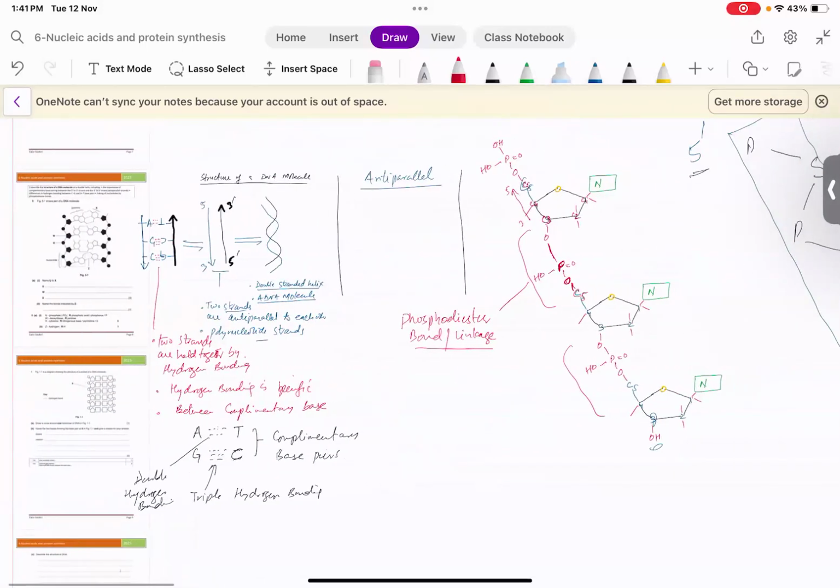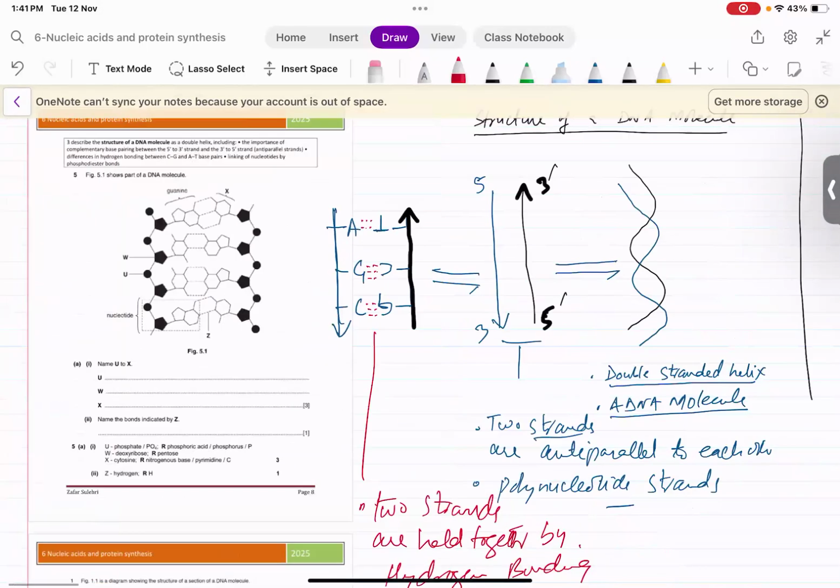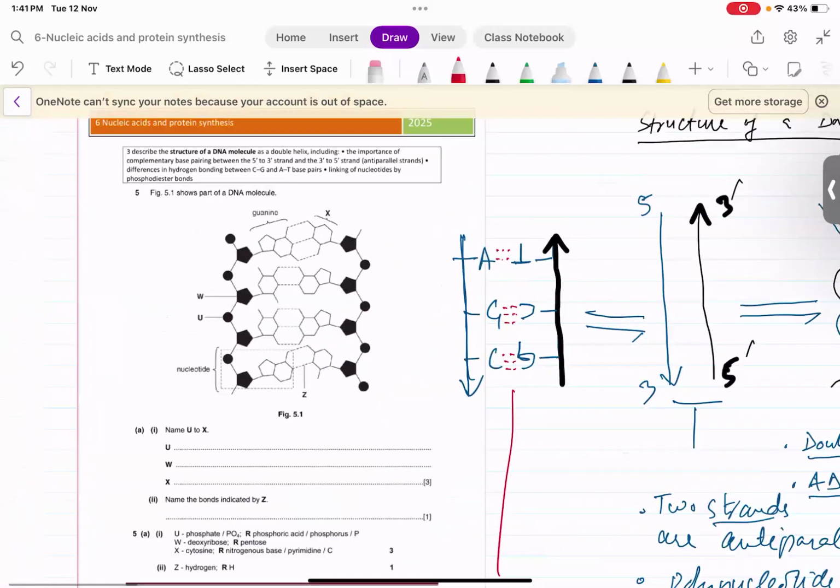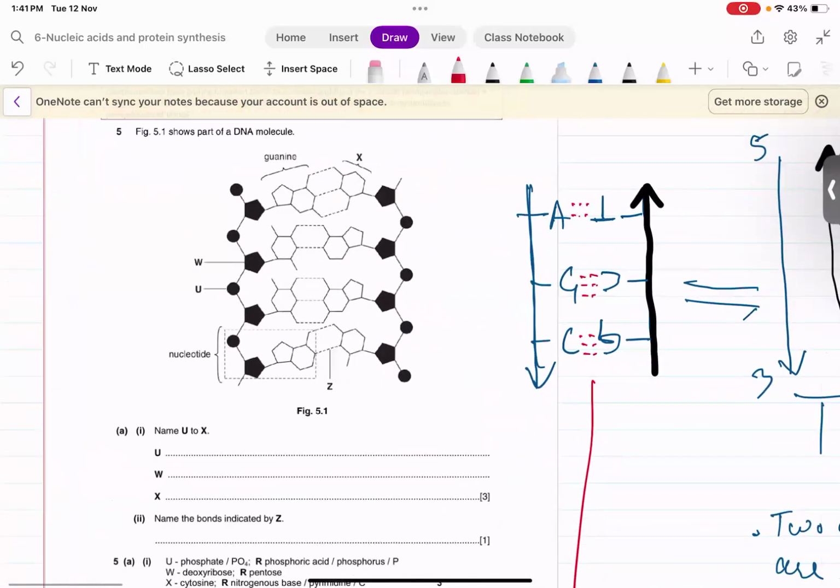So let's see, we have this structure here now. Figure 5.1 shows part of a DNA molecule. Name U to X. Can you identify these structures? What is U, what is W, and what is X? U is phosphate group. Yes, this is phosphate group.